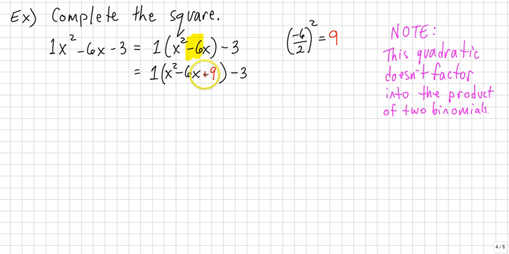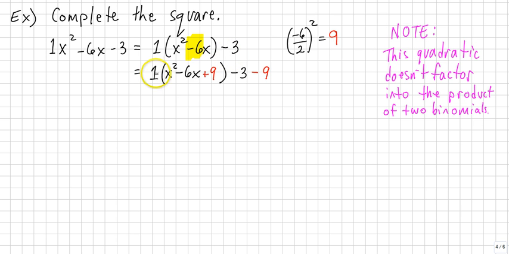Now, I'm not allowed to add 9 because I feel like it. So to balance it out, I have to subtract 9 from the end of the entire expression to keep everything equivalent. So you can check. What we just wrote down should be the exact same thing as what we started with.